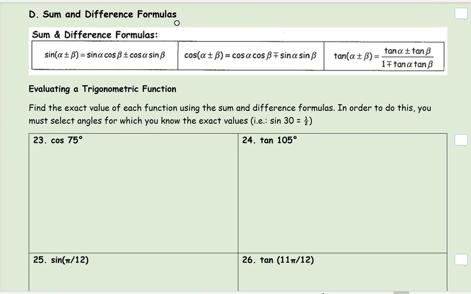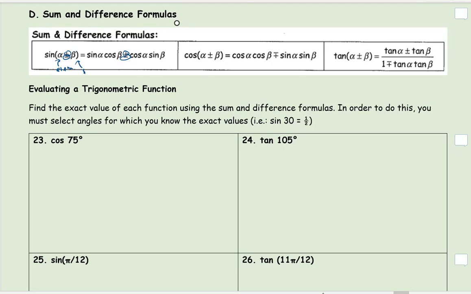Sine of alpha, this is alpha, a new one for you, plus or minus beta is equal to sine of alpha cosine of beta plus or minus cosine of alpha sine of beta. If we have a plus here, we have a plus here. And if we have a minus here, we have a minus here. So these match the sum and difference formulas depending on whether it's a sum or a difference.